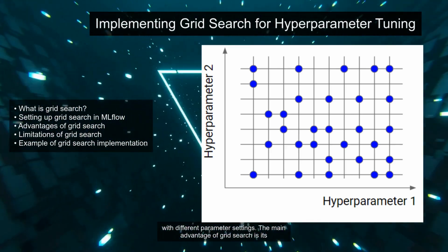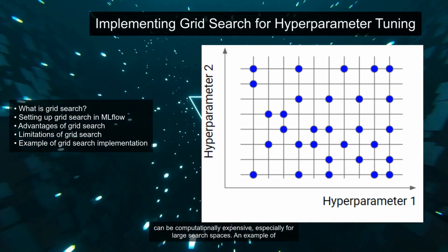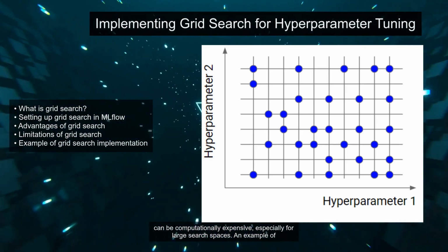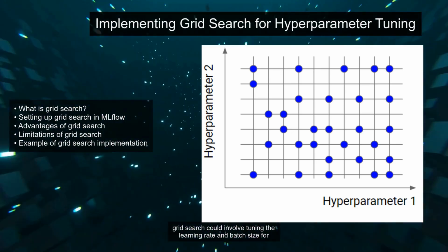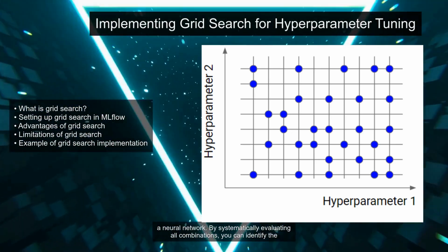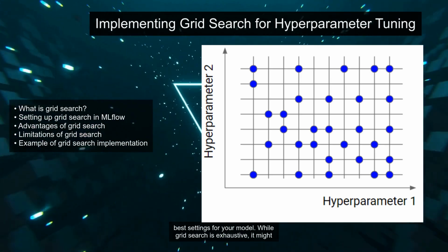The main advantage of grid search is its simplicity and thoroughness, ensuring that every possible combination is evaluated. However, it can be computationally expensive, especially for large search spaces. An example of grid search could involve tuning the learning rate and batch size for a neural network. By systematically evaluating all combinations, you can identify the best settings for your model.